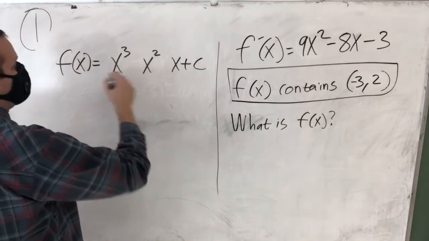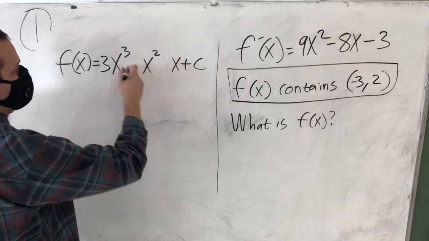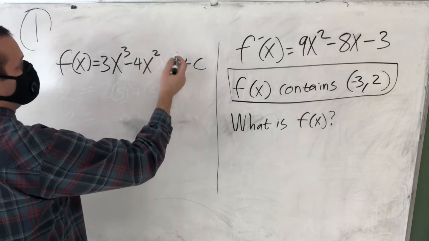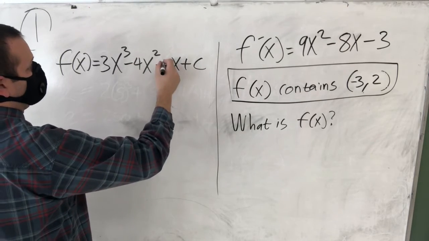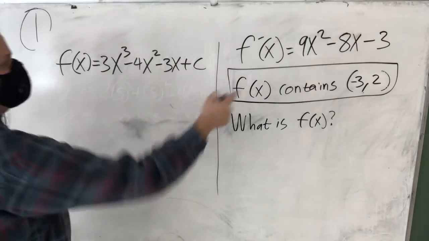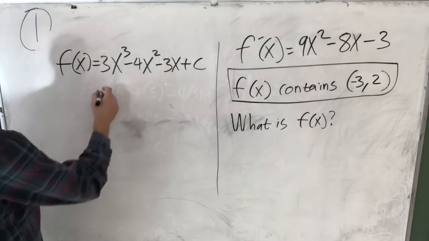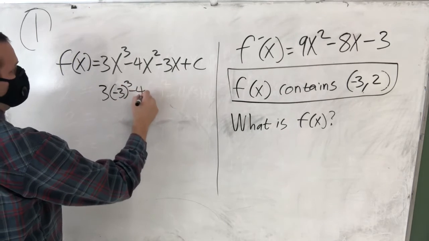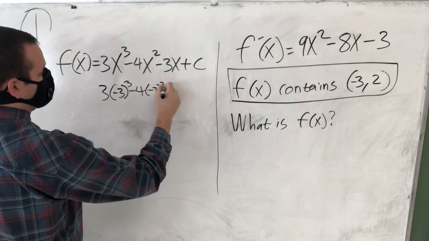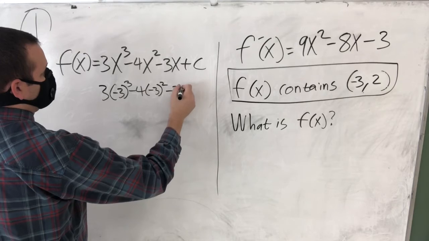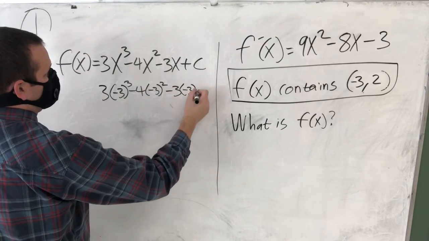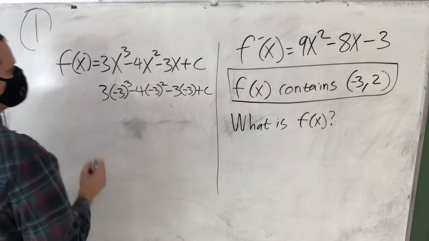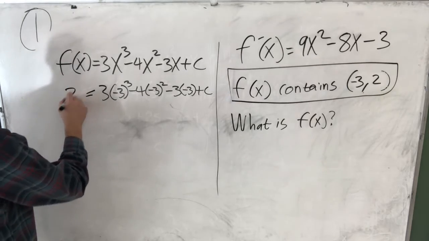3 times what is 9? 3. 2 times what is negative 8? Negative 4. 1 times what is negative 3? Negative 3. Next step, I go through and plug in my point. 3 times negative 3 cubed minus 4 times negative 3 squared minus 3 times negative 3 plus c equals 2.